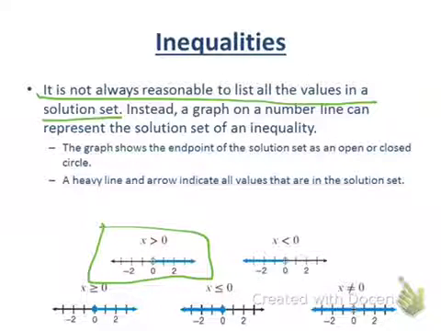Could you list all the solutions to that? No, because what kind of set is it? It's an infinite set. There's an infinite number of things in that set: all real values greater than 0. That's all rational numbers greater than 0, all irrational numbers greater than 0, all numbers greater than 0. It's not a listable set.